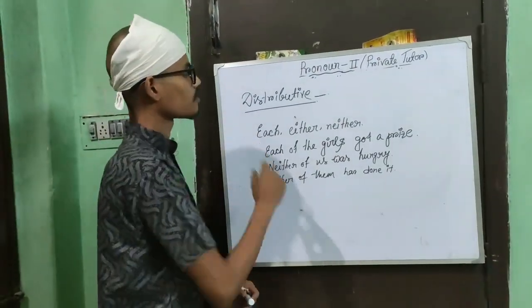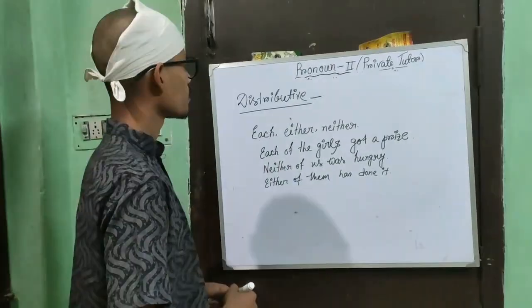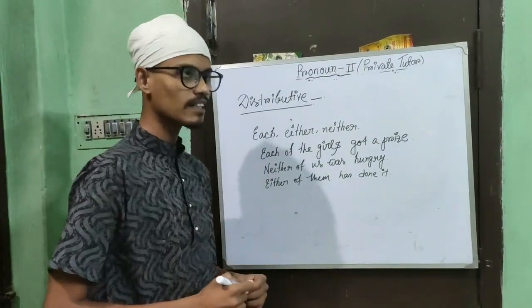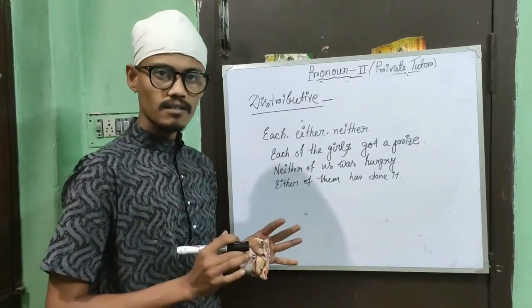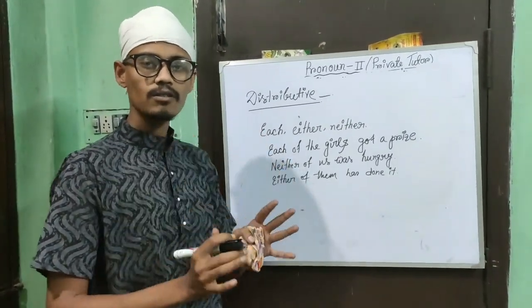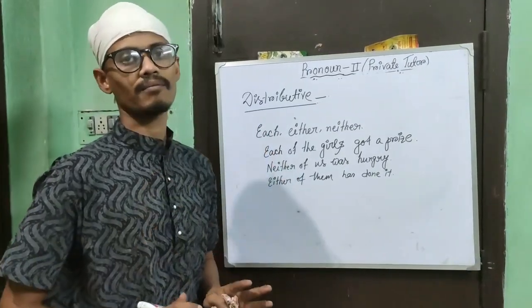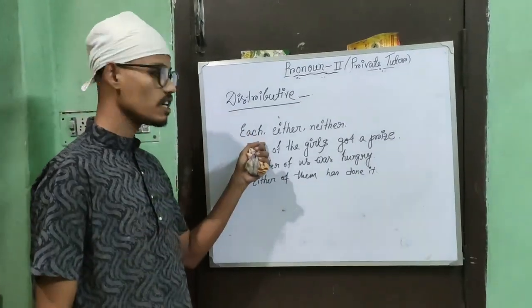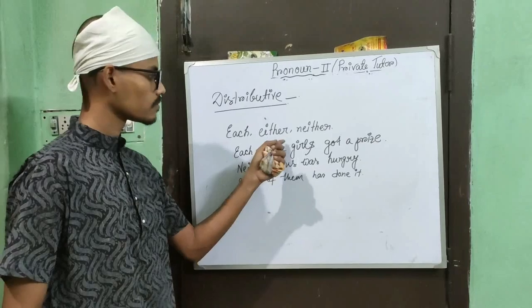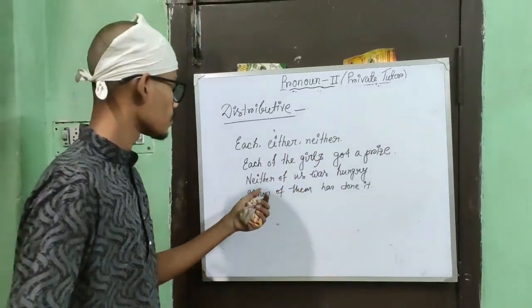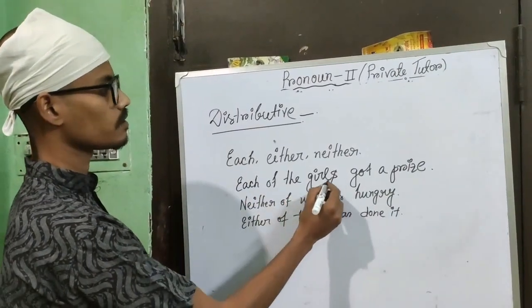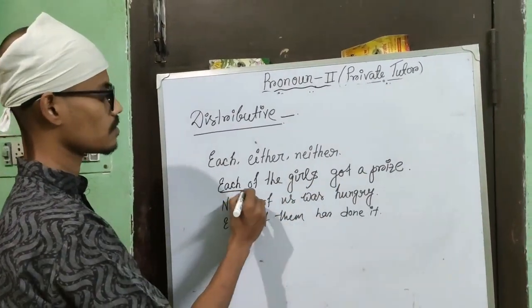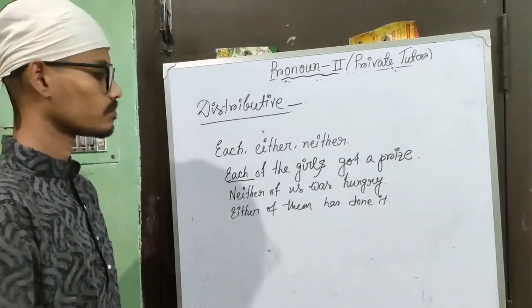So last pronoun, that is distributive pronoun. So what is the definition of distributive pronoun? Distributive pronoun suggests a number of things or persons one at a time. Examples, you can see each, either, neither. So in this sentence you can see each of the girls got a prize. Each is the distributive pronoun.